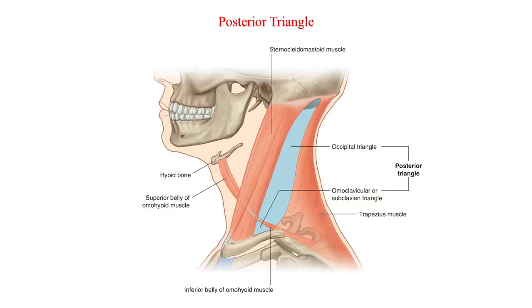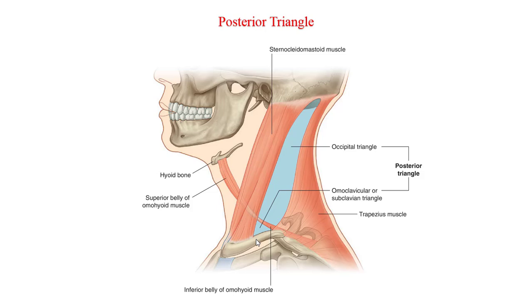We'll now have a look at the posterior triangle, and it is located in the lateral part of the neck, as you can see in this picture. The posterior triangle is bordered anteriorly by the posterior border of the sternocleidomastoid muscle, posteriorly by the anterior border of the trapezius muscle, which is part of the back muscles, and inferiorly by the clavicle.